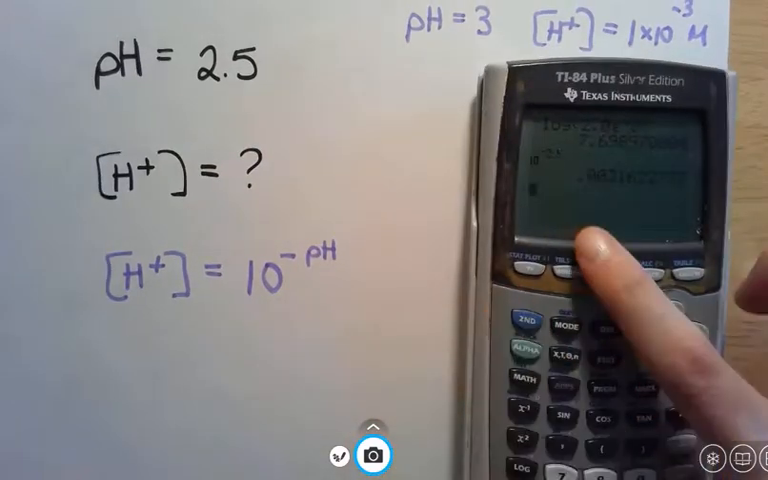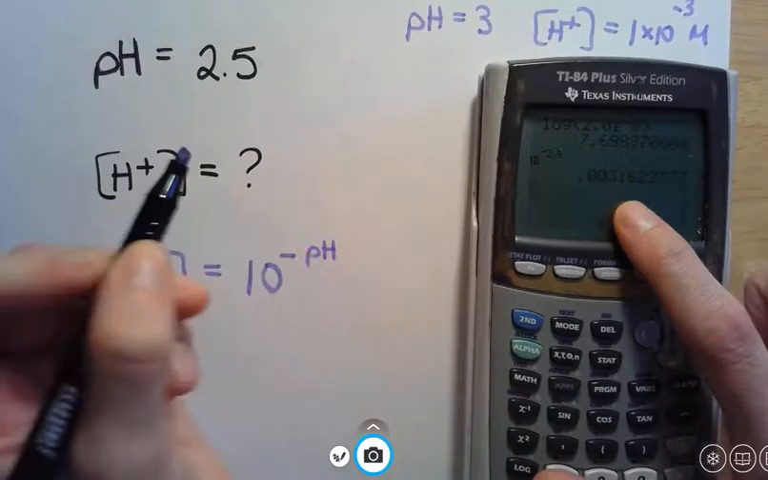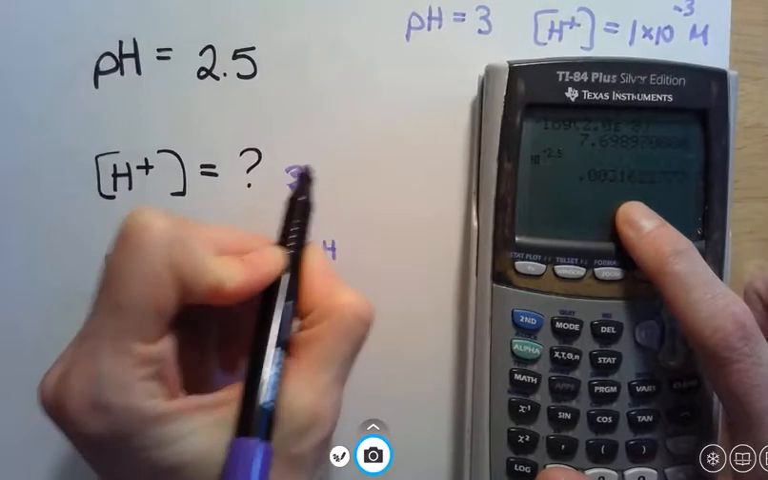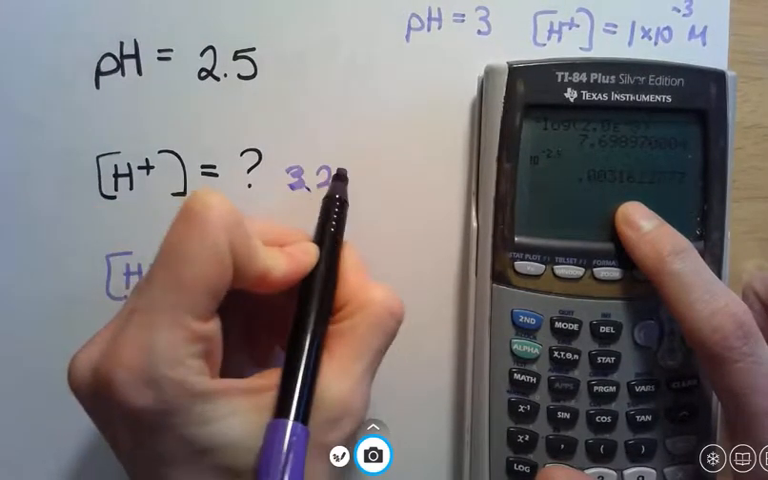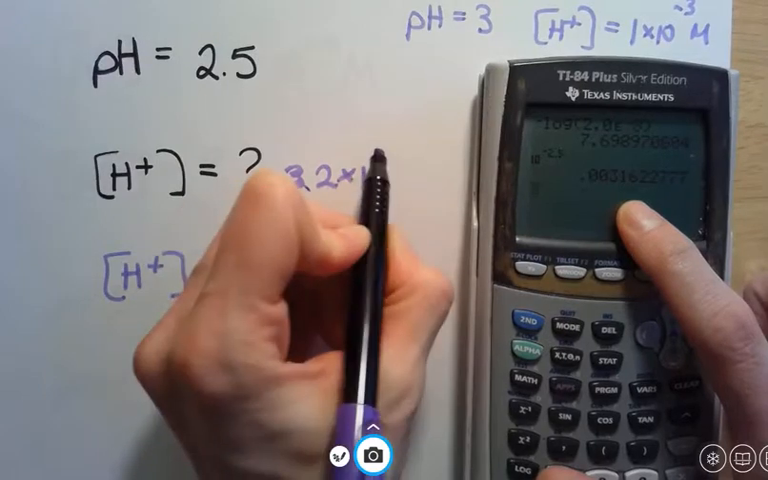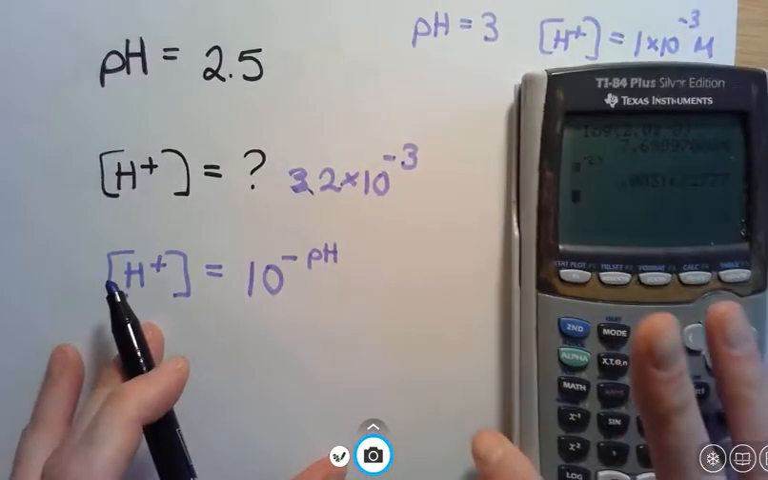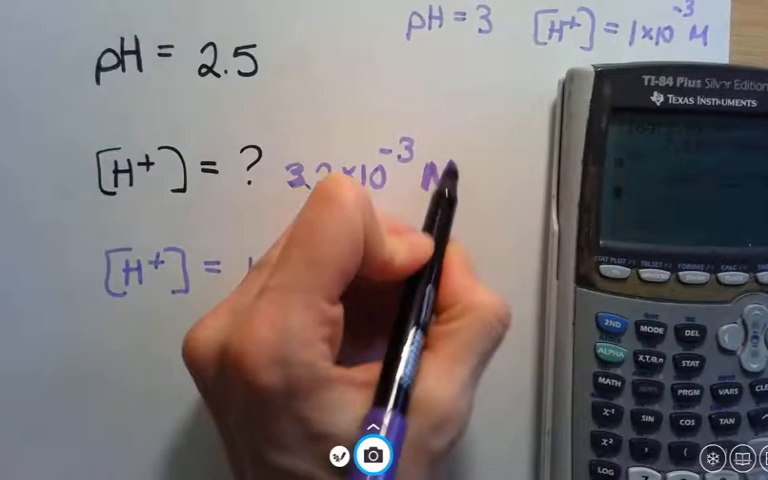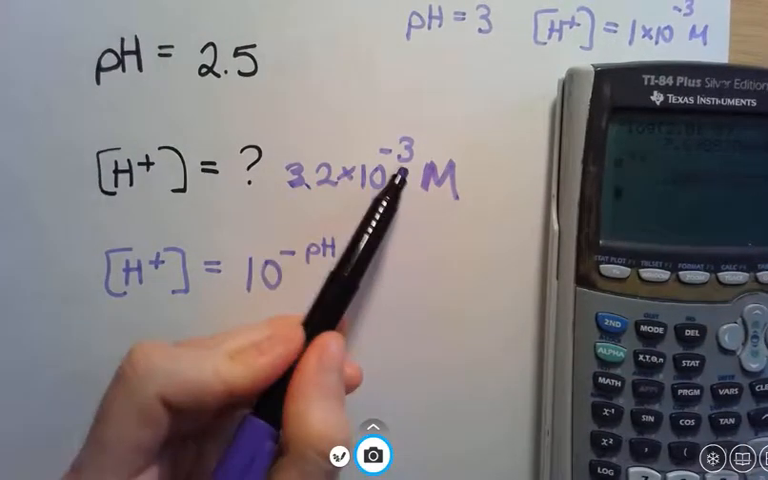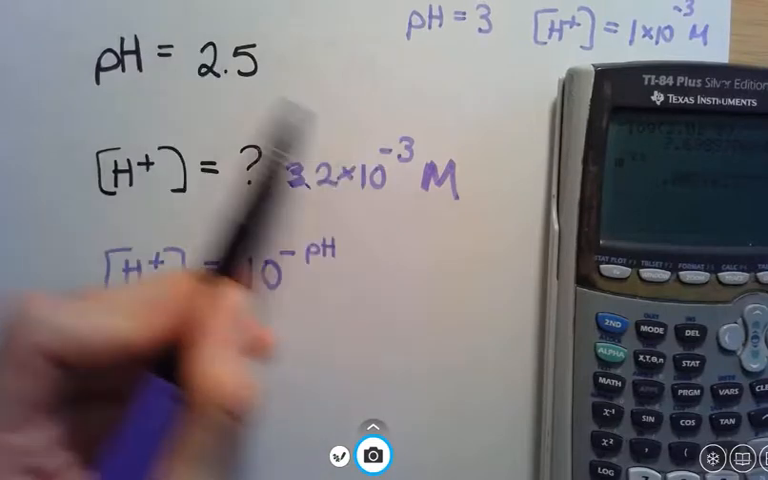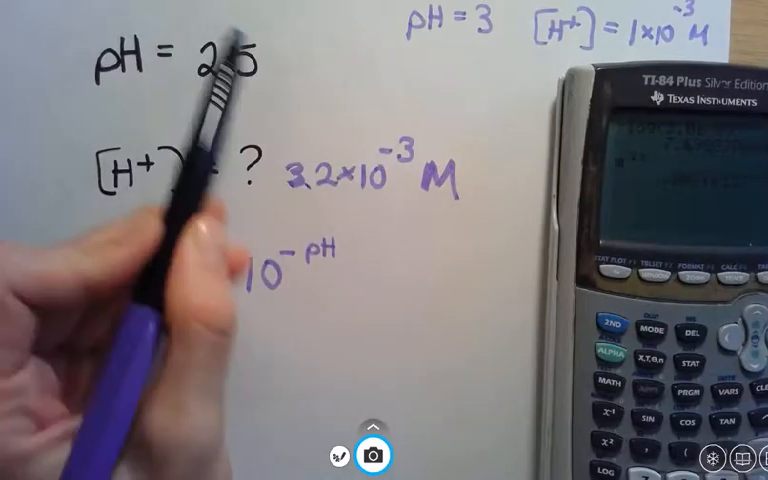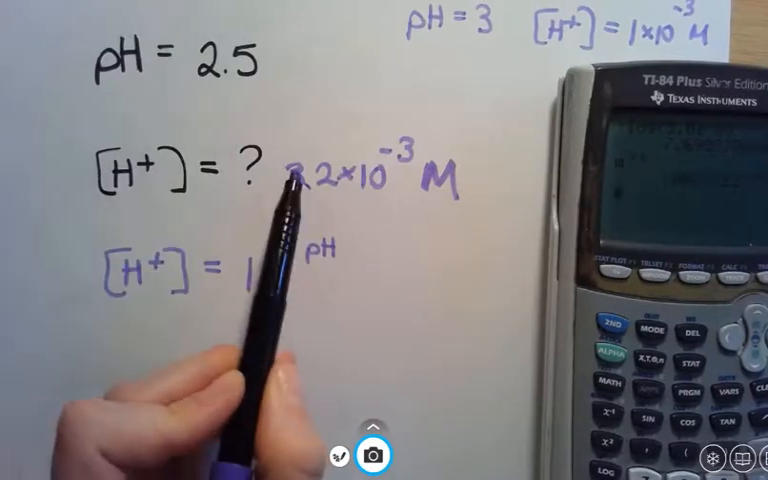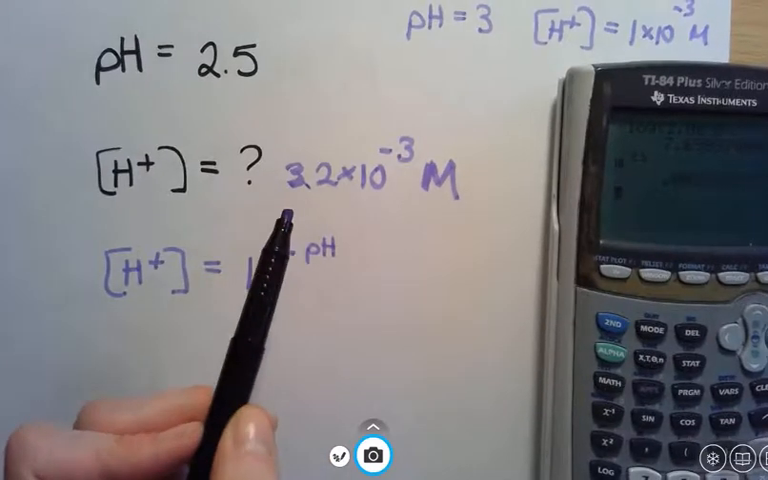And that gives us a number here. If I put it back into scientific notation, I'll put 3.2 times 10 to the negative 3. This does have a unit on it. It's molarity for concentration. And you'll notice here that 3 and 2.5 are pretty close to each other. But the fact that we don't have a whole number means that this front number will not be able to be a 1. It'll bump around a little bit.